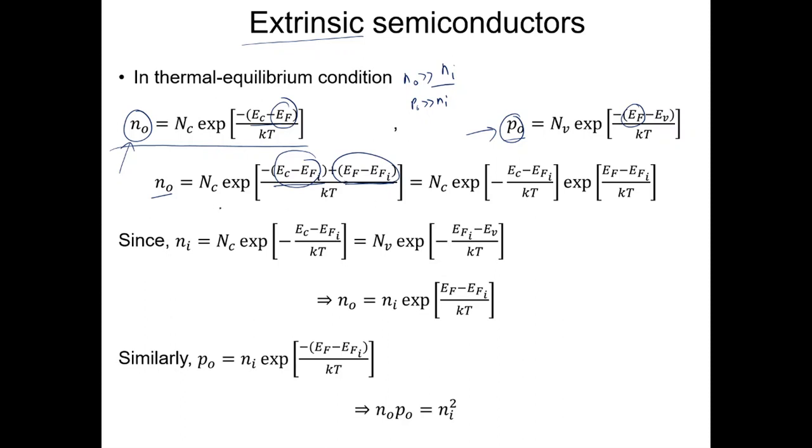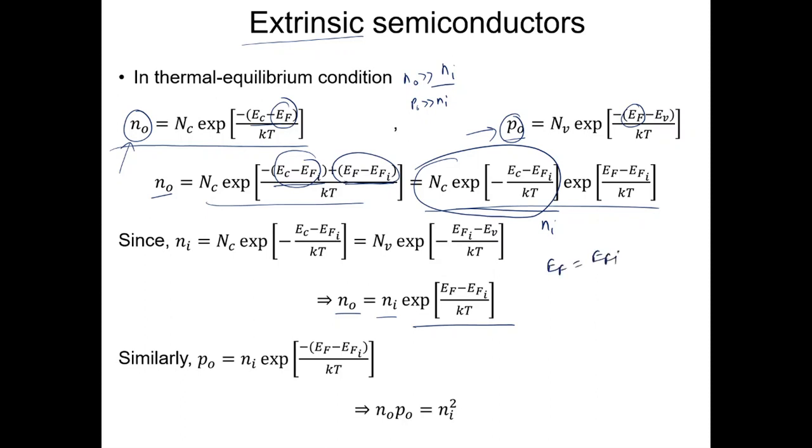So if you rearrange this and do the maths, one of the terms is NC exponential of minus (EC minus EFi) divided by kT, and this is nothing but ni. So what you get is n0 equals ni times exponential of (EF minus EFi) divided by kT. If EF is equal to EFi, then n0 equals ni. But if EF is greater than EFi, then n0 is greater than ni.